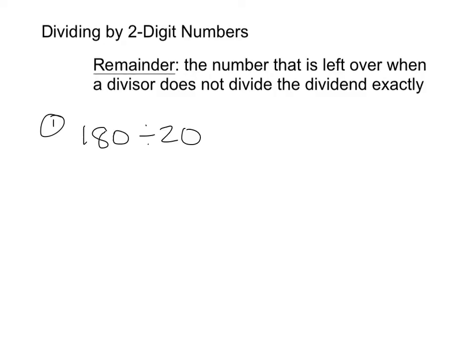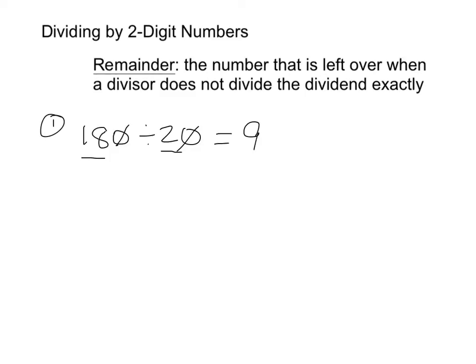When dividing by two-digit numbers, sometimes we will get a remainder. So the remainder is any number that is left over when the divisor doesn't go into the dividend exactly or evenly. In dividing 180 by 20, one way we learned to divide is to divide by 10 first, which knocks off a 0, and then taking 18 divided by 2, we get 9.